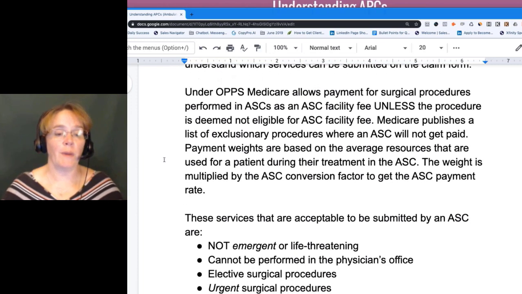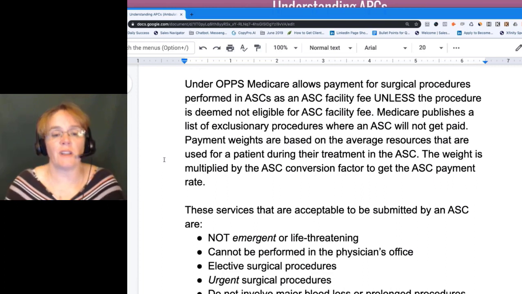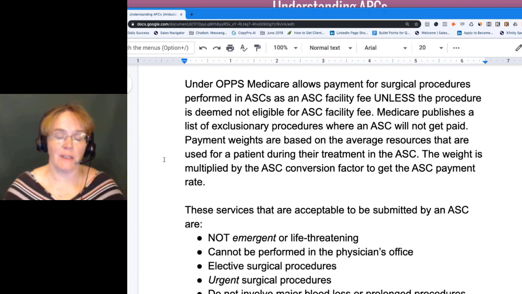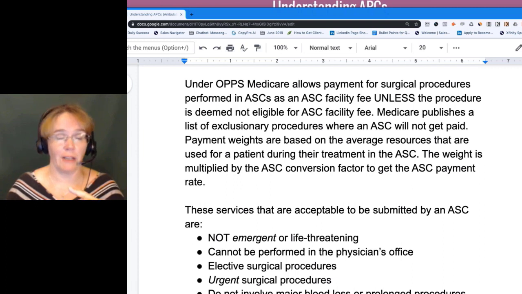So under the OPPS, the surgical procedures that are performed in an ASC come under facility fee unless deemed not eligible. Well, why can you not bill something to Medicare at an ASC? Medicare loves their formulas, and when you deal on the billing side, you see these formulas all the time: RVU plus the geographic index plus this multiplied by that.